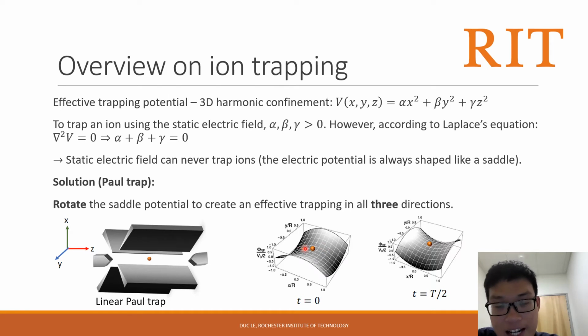So the solution is implemented in the point trap, which is to rotate this saddle potential to create an effective trapping in all three directions at some point in time. So for example, at this time, the field is confining in the y direction and not confining in the x direction, but after some time it will be confining in the x direction and non-confining in the y direction, which enables ion trapping.